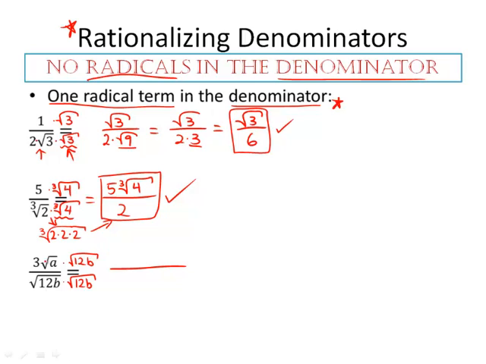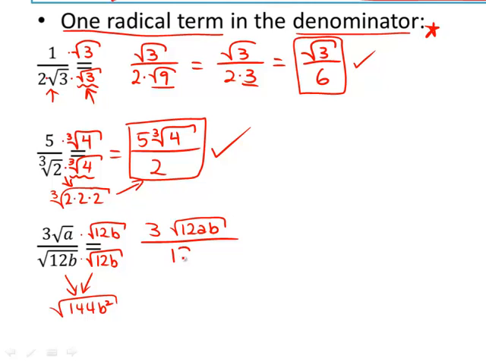That's going to give us now 3 times root 12ab. Notice all the stuff in the root multiplies together. And in the denominator we get, what do you think this will make? Well, this will make root 144b squared, which simplifies to 12b. Notice it's just one version of the under the root part.